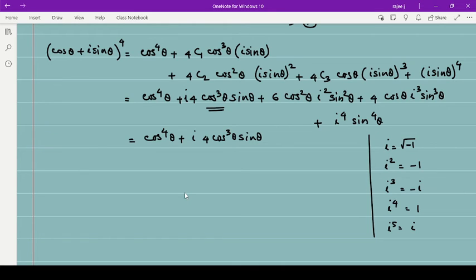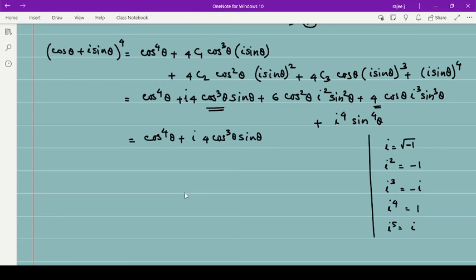4c1, what is 4c1? 4c1 is 4 cos cube theta sin theta. Just I am rewriting it. Then 4c2 is how much? 4c2 is 6 cos square theta, square of I sin theta the whole square means I square sin square theta. Okay, 4c3 is how much? 4. This you need to calculate. How did 6 come? I did not understand that.